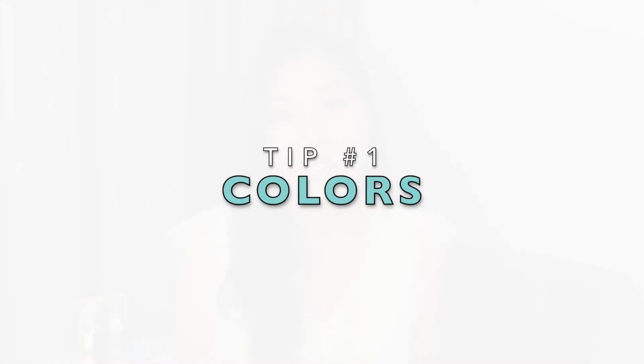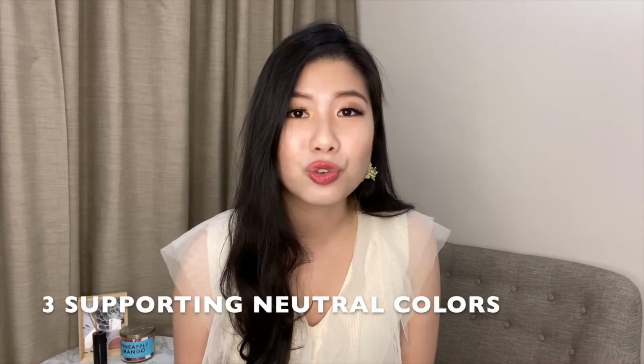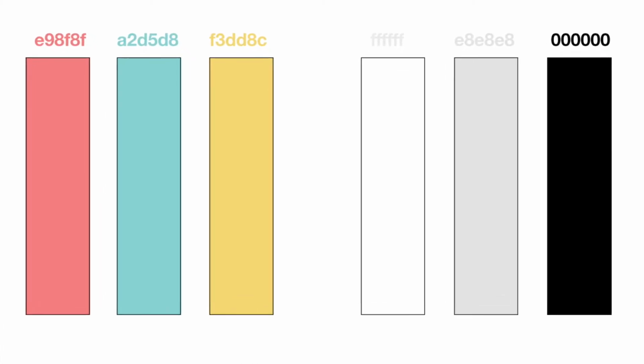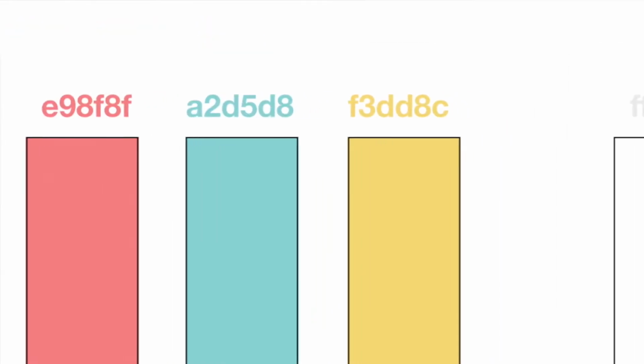Tip number 1 is colors. It's not as simple as you might think. You want to pick out 1 to 3 main colors and 3 supporting neutral colors. For abigailchin.design, you can see that I've picked out 3 accent colors and 3 neutral colors on the side. I've also recorded each color's code.